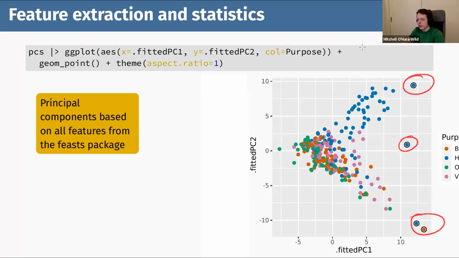Well, you can see all of these outliers have a fitted principal component 1 greater than 10. See that line? At 10, they're all larger than 10. So I can match up the time series that have principal component 1 greater than 10 in order to find these outliers.